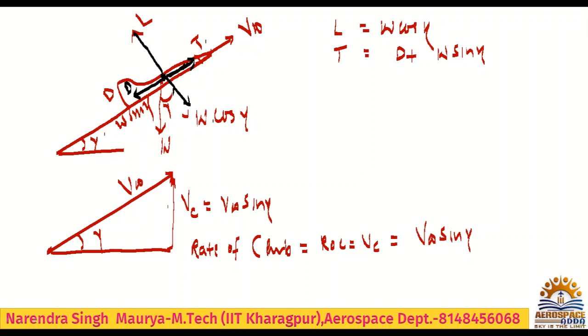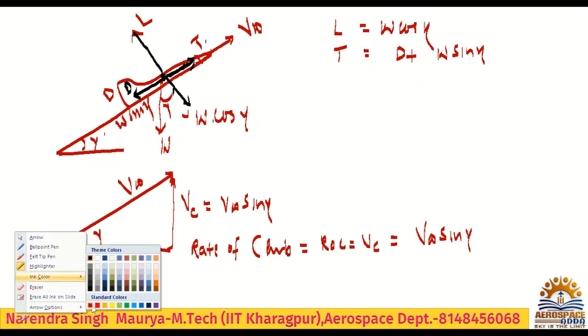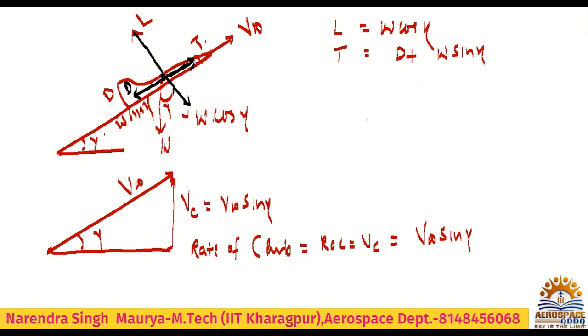I think now it is clear. No? So L is equal to W cos gamma and T is equal to D plus W sin gamma. Yes or no? All right. Now you can check from this second equation. This is equation number one and this is the second. So from the second equation, what is sin gamma? Check. Sin gamma is nothing but T minus D divided by W. Yes or no? T minus D by W.